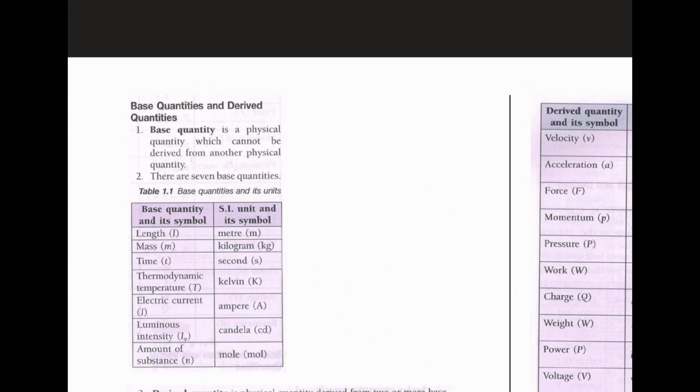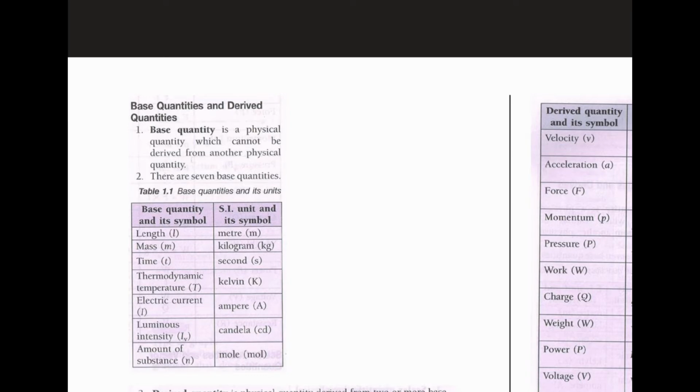Base quantities and derived quantities. First we have base quantities. It's a physical quantity which cannot be derived from another physical quantity. So that means cannot derive, it is the base. There are 7 base quantities: length, mass, time, thermodynamic temperature, electric current. So this is the T MELT that I mean. Luminous intensity, amount of substance.